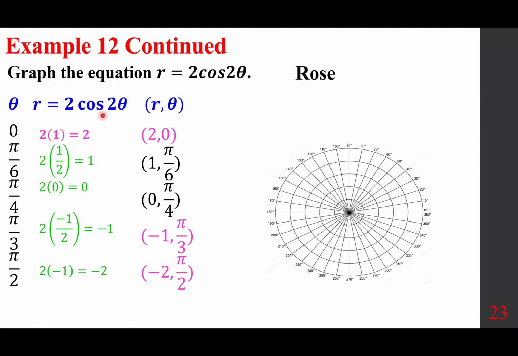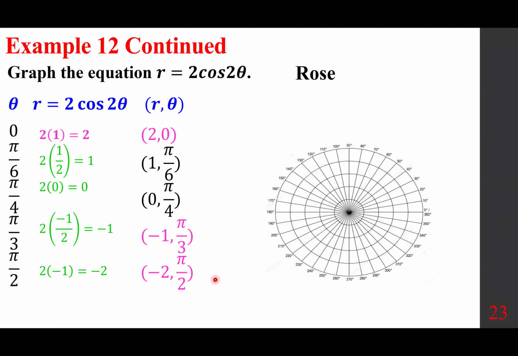These are the pairs. So one more time, quickly. If you put 0, cosine of 0 is 1, times 2 is 2. If you put pi over 6, times 2 becomes pi over 3. Pi over 3 cosine is 1/2. If you put pi over 4, it gives you pi over 2. Cosine of pi over 2 is 0. If you put pi over 3, it gives you 2 pi over 3, and that gives you -1/2 times 2. If you put pi over 2, it gives you pi. Cosine is -1. Those are the pairs.